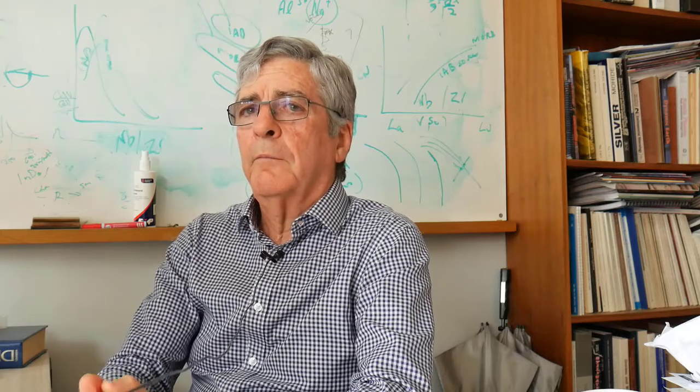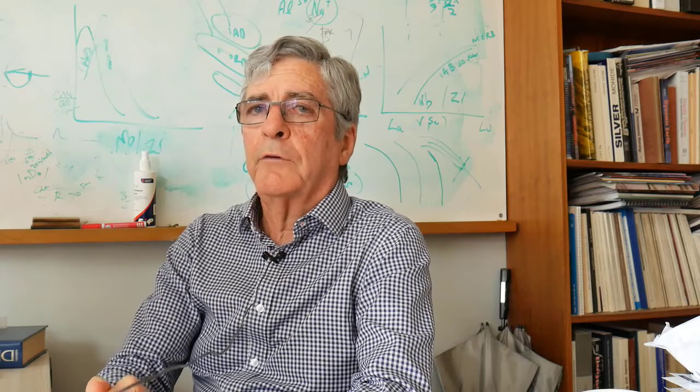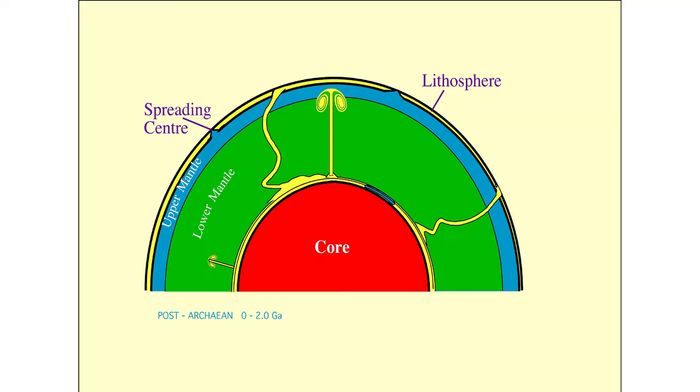What drives mantle plumes? And the simple answer is buoyancy. This is a cross-section through the mantle and the earth. And towards the centre of the earth is the core, the iron-nickel core. And it is 1,000 degrees hotter than the overlying mantle.